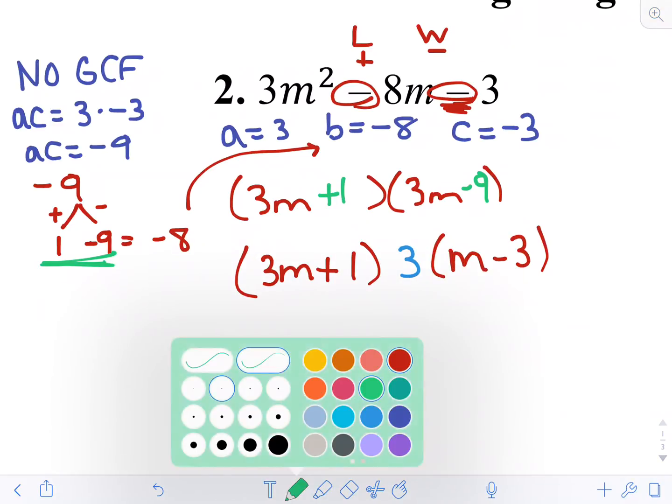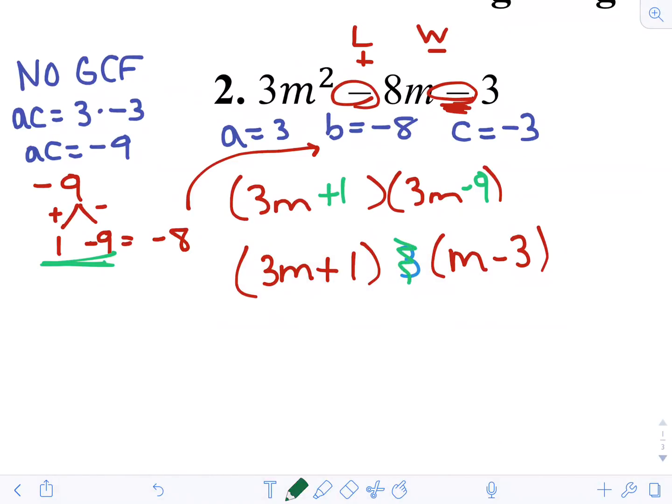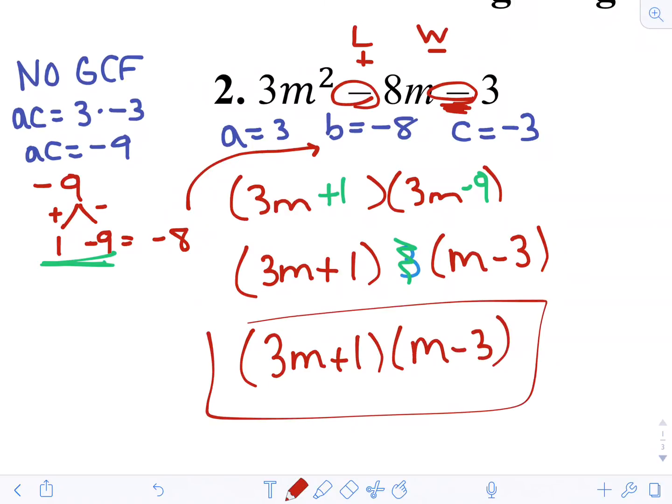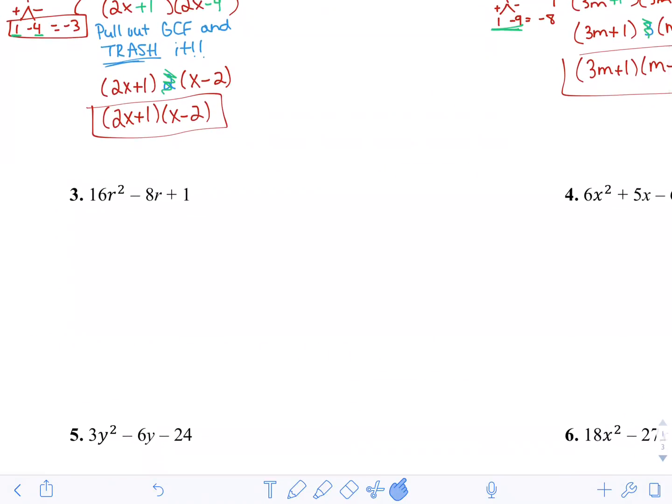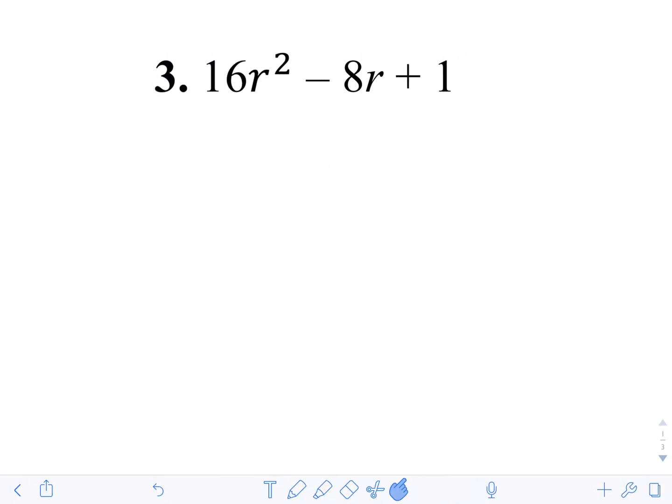Okay, you want to go ahead and scratch off that 3. That's your trash. So your final answer here is 3m plus 1 and m minus 3. And again, you can do your box method and make sure that comes out to the original problem. All right, let's do number 3.